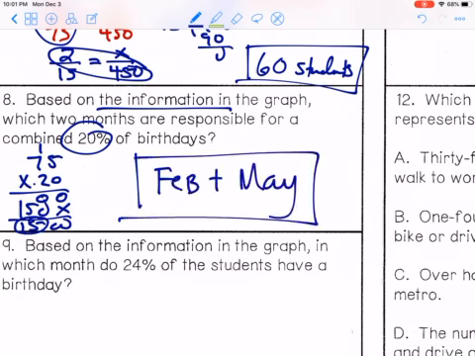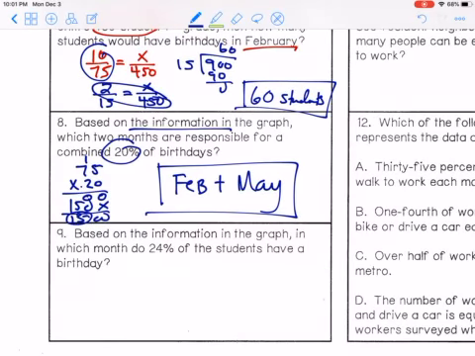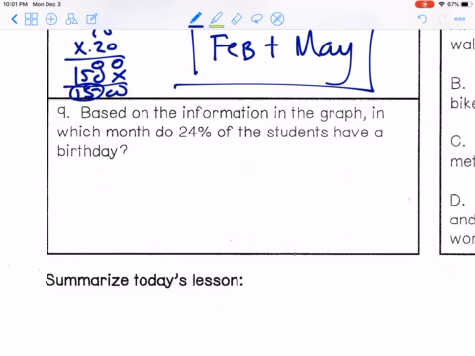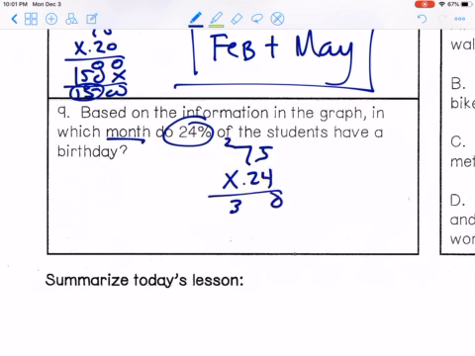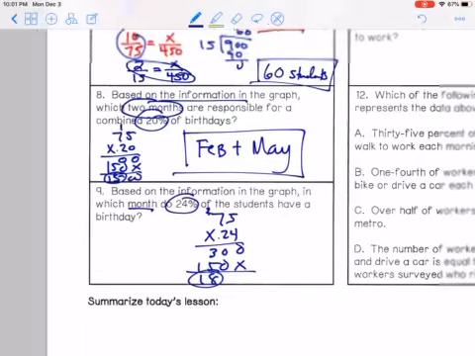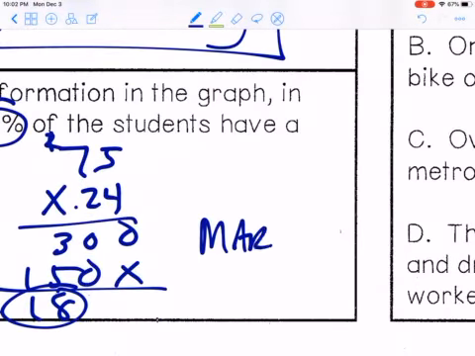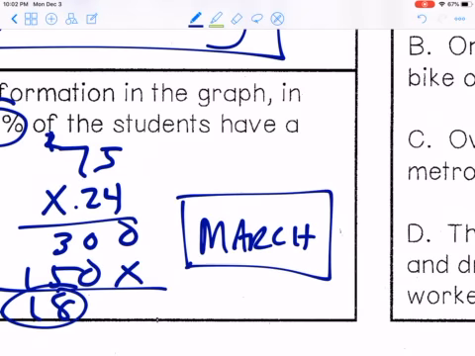Okay, I understand that April had 15, but it says which 2 months? February and May. Then it says, based on the information in the graph, in which month do 24% of the students have a birthday? So they only want 24%. So again, 75 times 0.24 is 18. So we're looking for 18 people. Which month has 18? That's March. And that one is only 1 because it said which month, not which 2 months.